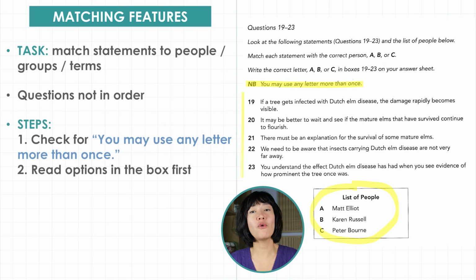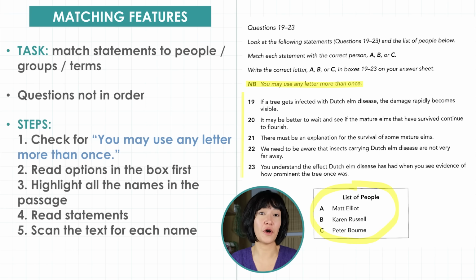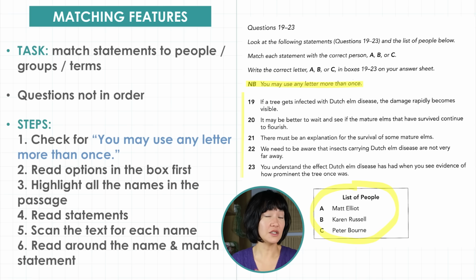So we've checked that the instructions say you may use any letter more than once. Next, read all the options in the box first. For example, we have our surnames A, B, C. Highlight these names in the passage. We've already done that while solving the previous task, right? So we're slightly ahead. Now read the statements and try to remember what each one is about. And then scan the passage for one name at a time. When you see Dr. Smith, for example, slow down and read the whole quote attributed to this person. It may be before the name or after. Then try to match the name to the statement, yes or no.